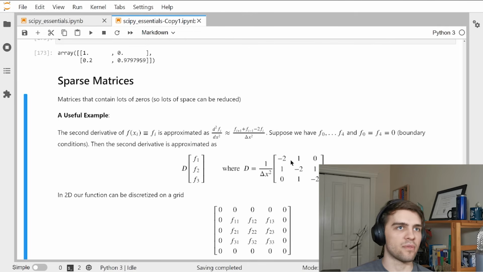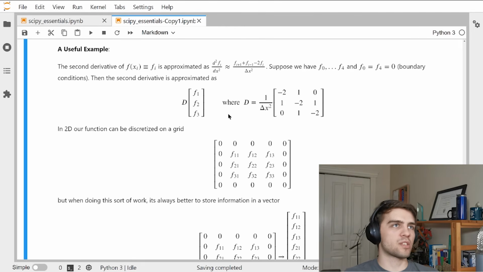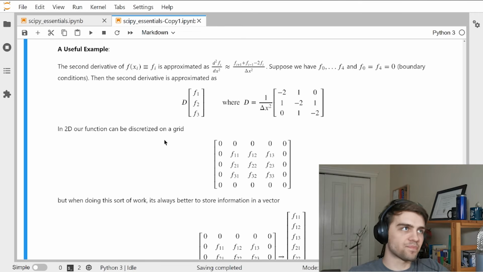Right? Minus 2 times f1 plus 1 times f2, divided by delta x squared. This is exactly this expression when f0 is equal to 0. So again, try this out, do it by hand, and you'll realize this matrix does represent the second derivative. Now, this works for one-dimensional functions, if I'm solving the one-dimensional Schrodinger equation.